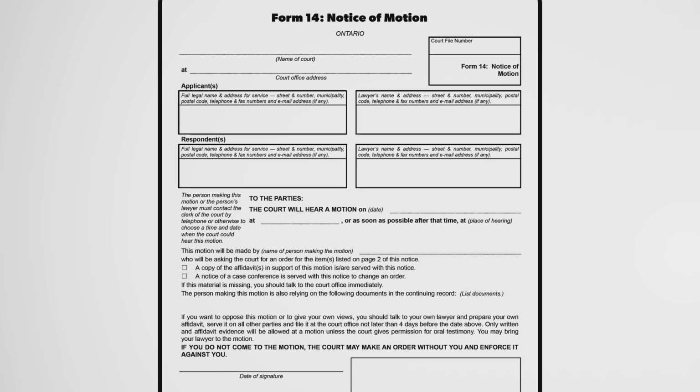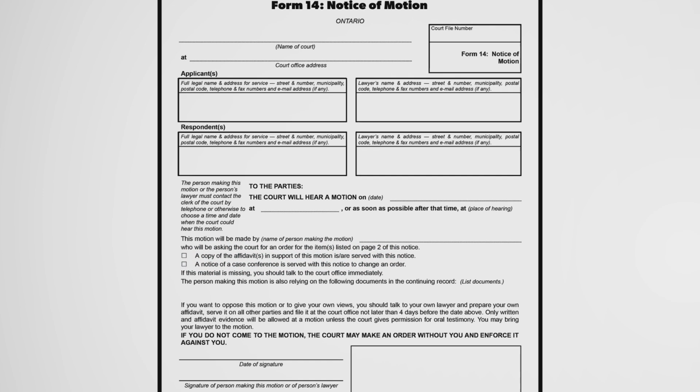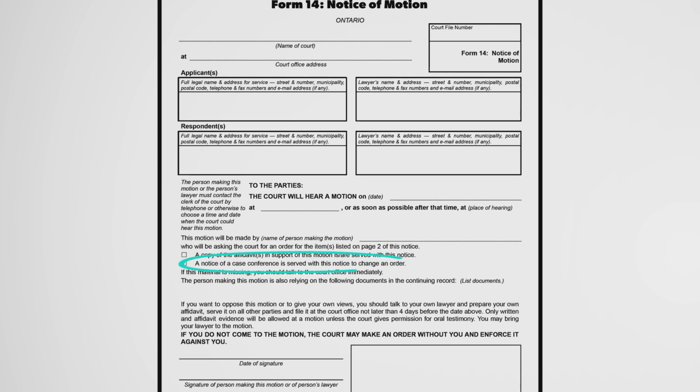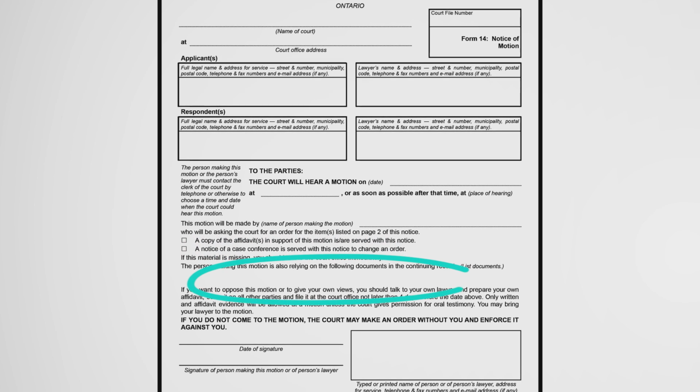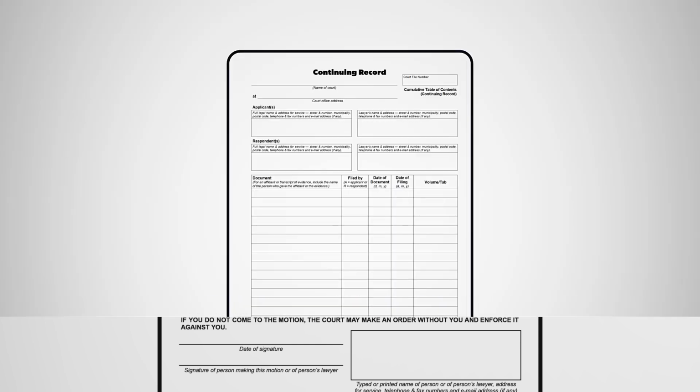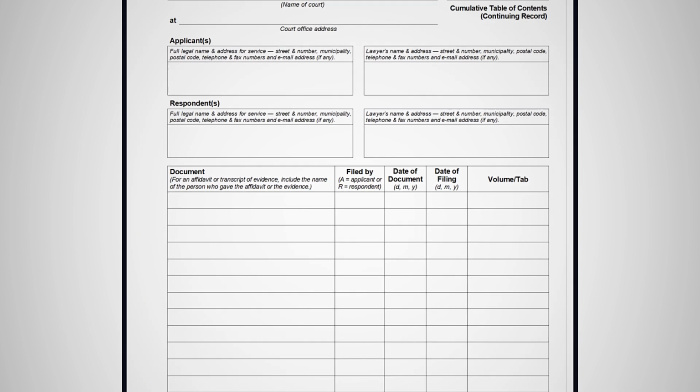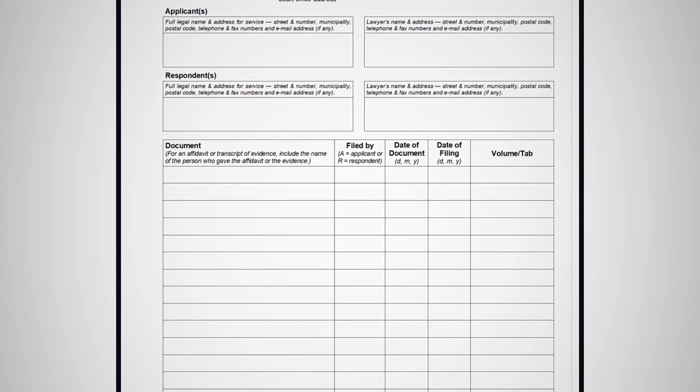The checkbox to say if you're giving your partner a copy of your affidavit. In almost all cases, you should check this off. The checkbox to say if you're giving your partner a notice about a case conference if you have not had one. The box where you list other documents in your continuing record that you will use to support your motion, like a financial statement. A continuing record is the court file that has all the important documents in your case.